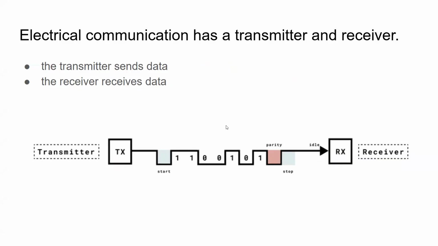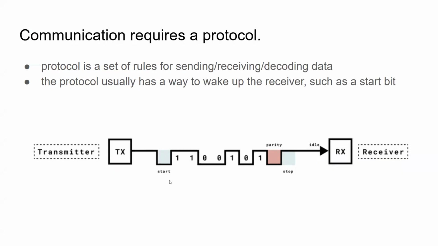So when we talk about communication, we're always talking about a transmitter and receiver. The transmitter sends data, the receiver receives data. Pretty straightforward there. But communication always requires a protocol. These protocols are a set of rules for sending, receiving, and decoding data, and it usually has a way to wake up the receiver, such as a start bit, for example. In this picture here, we see the transmitter pulls down on the line, right? So the line goes low, and that indicates to the receiver that there's data incoming. So it wakes up and starts processing the data.